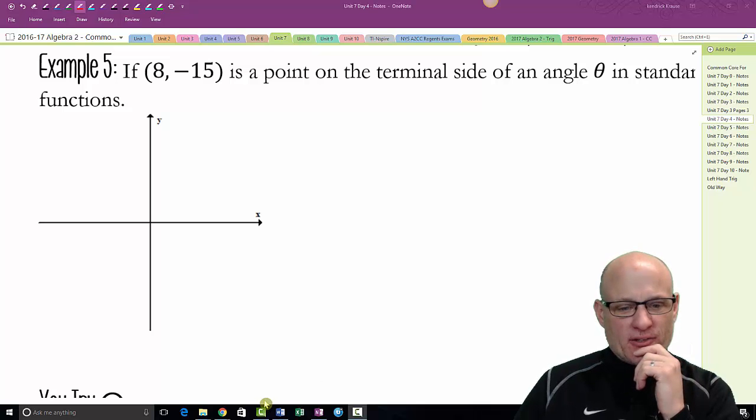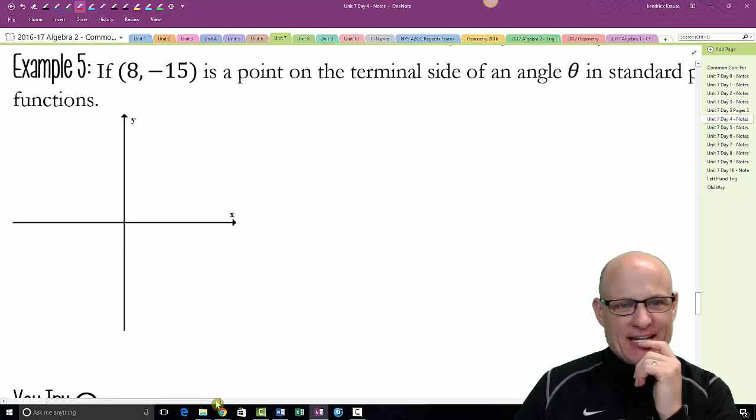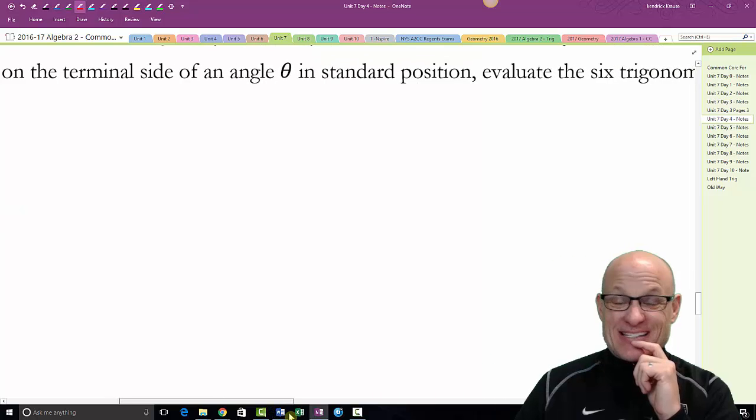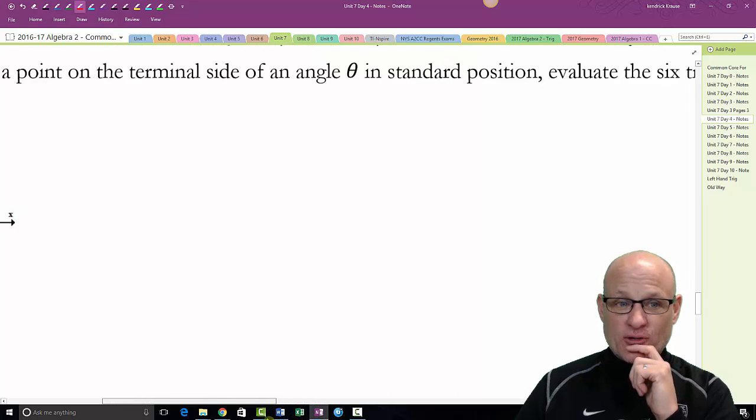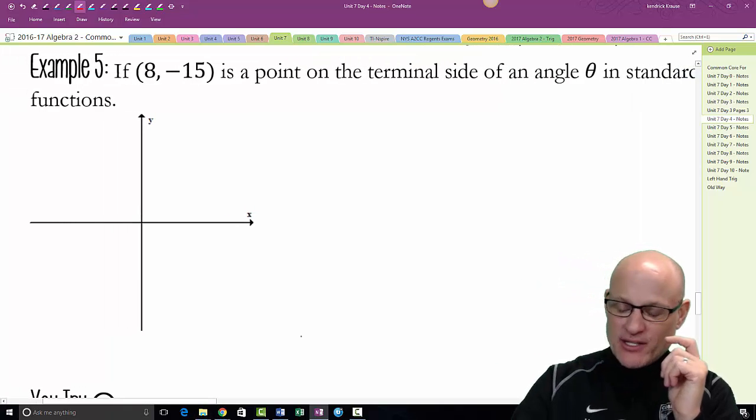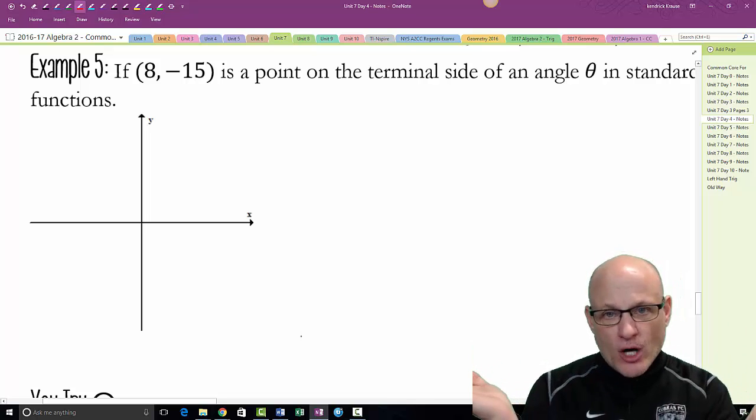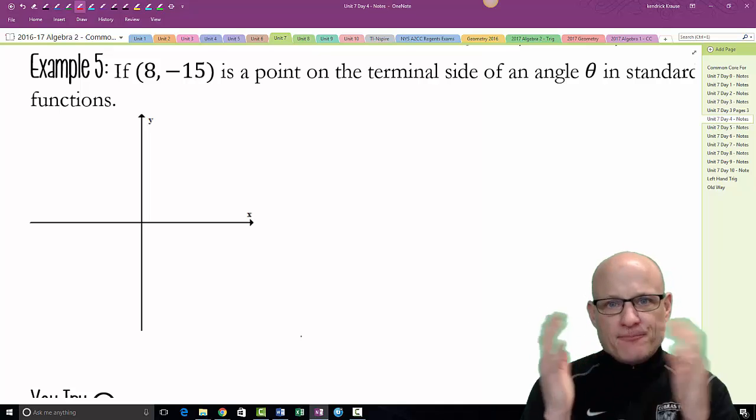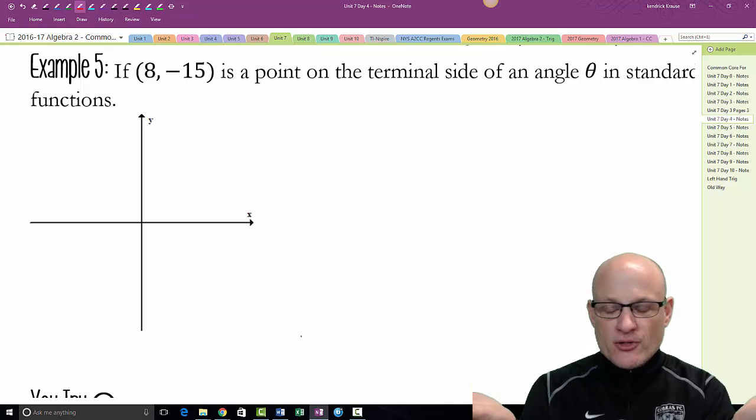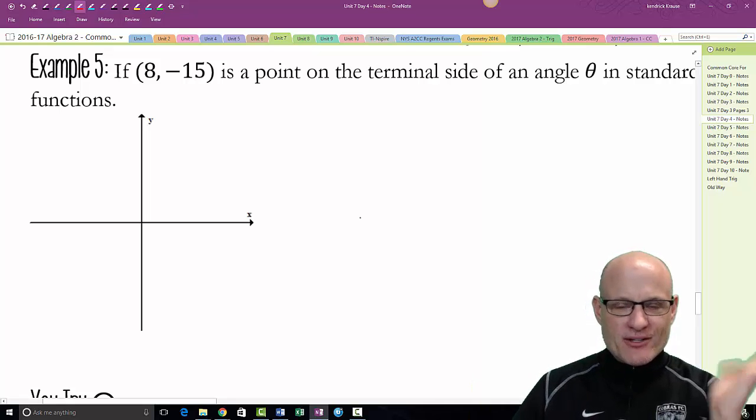So here's where you earn your money, kids. If 8, -15 is a point on the terminal, the ending side, of an angle theta in standard position, evaluate the 6 trigonometric functions. Some kids are going to sit there and just look at it and say, I don't know what to do. And I say, okay, what's the only thing you were given? A point. So the first thing you probably want to do is graph that point. It doesn't have to be perfect, kids. We're coming out 8. We're going down 15. How about right there? That's the point 8, -15.